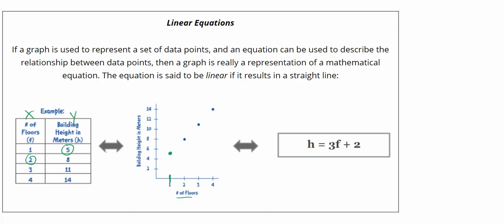And then if we went to 2, that should be at 8. If it was 3, then we'd be up at 11. And if it's at 4, then it'd be up at 14. 4 and 14. Do you see how this ends up making a line? This is where the words linear equations and linear relations come from. If you graph and you end up making a line out of it, then it's a linear relation.